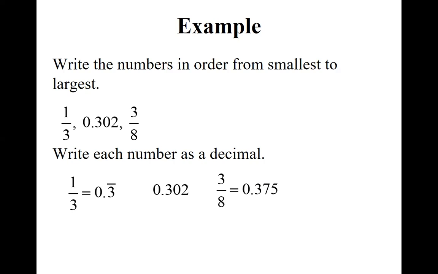0.302, that's just 0.302. If we divide out 3/8, 3 divided by 8, that gives us 0.375. Again, feel free to pause and try any of these divisions on your own to make sure that you get the same decimal. Being able to divide is important.